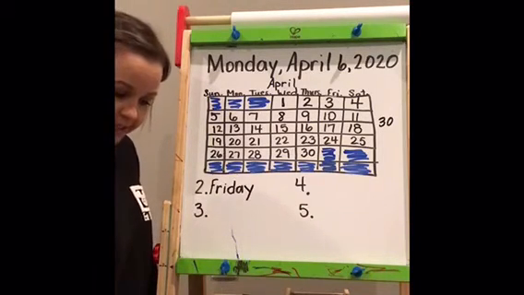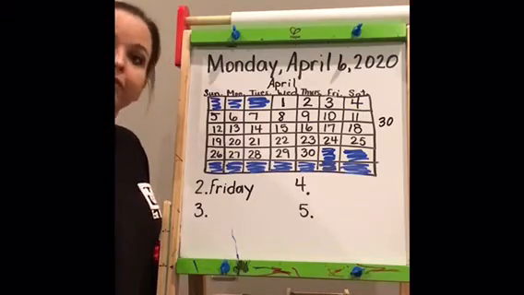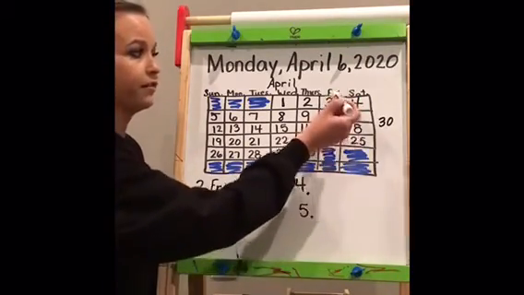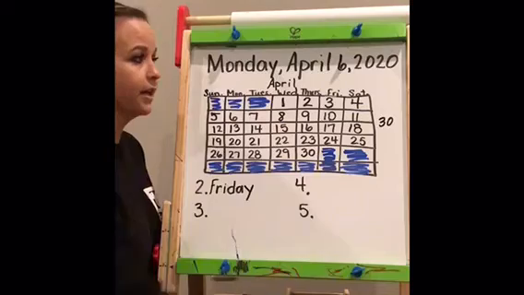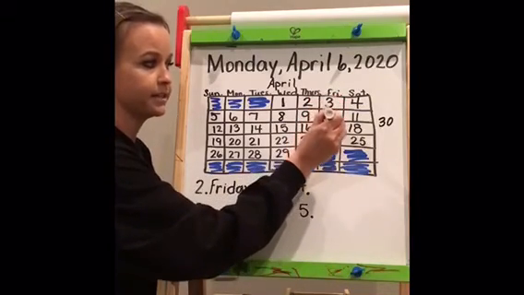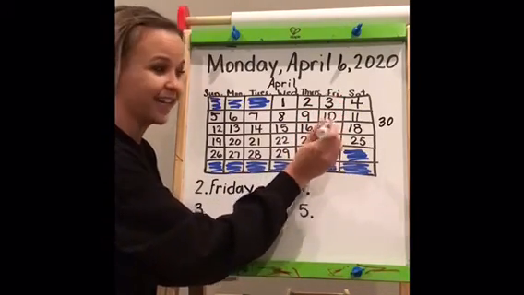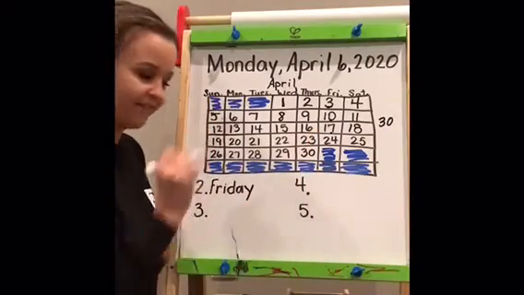Let's look at number 3. It says, what is the date of the 3rd Friday? Well, let's go back to our Friday column. They want the 3rd one. This is the 1st Friday, 2nd Friday, 3rd Friday. What day is that? It's the 17th. Very good.